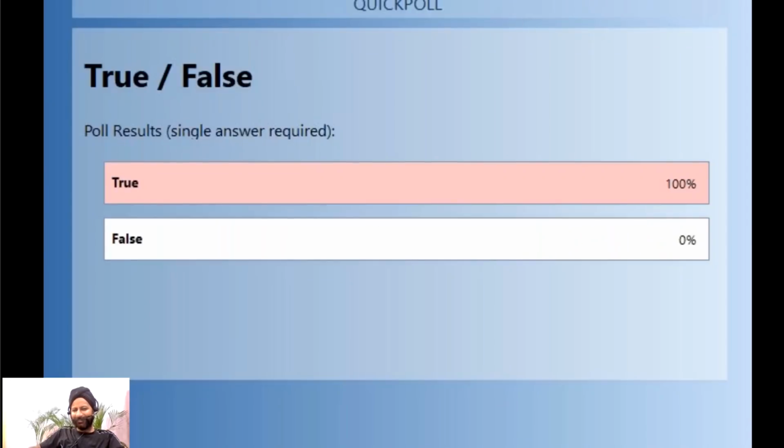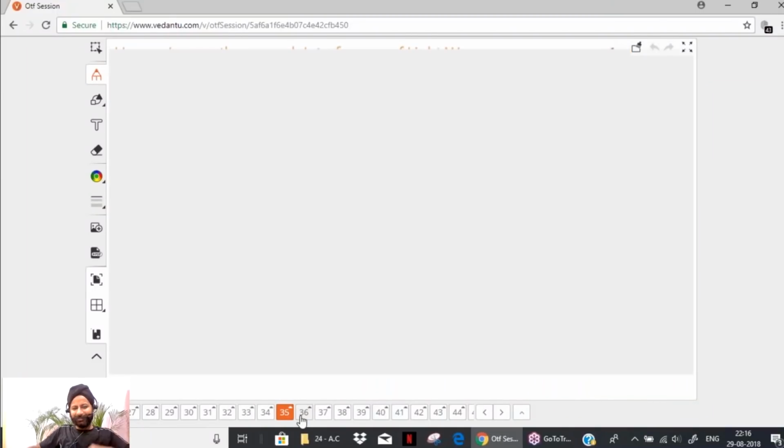ठीक है, ठीक है. So only 1/3 of the students have responded. Either you understood or you did not understand, right? So one of the things has to be right. Half the class has responded. Other half, I don't know. You're not even telling me, so I don't know. I'm assuming that you understood because everybody who responded, like half the class, said true. ठीक है. तो आगे चलते हैं.